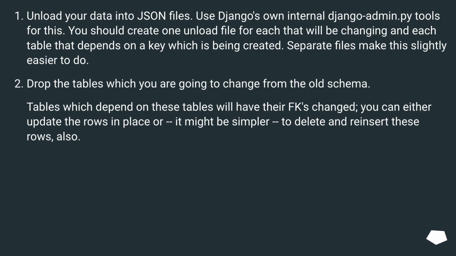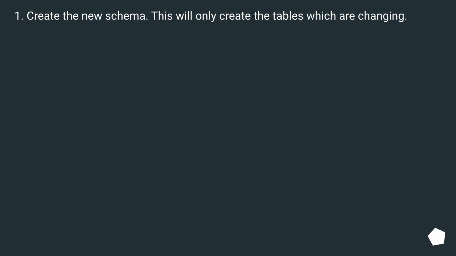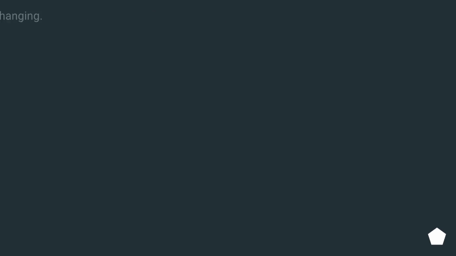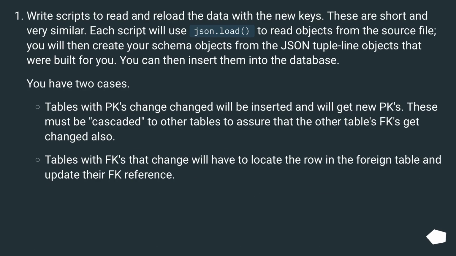Drop the tables which you are going to change from the old schema. Tables which depend on these tables will have their FKs changed. You can either update the rows in place, or, it might be simpler, to delete and reinsert these rows, also. Create the new schema. This will only create the tables which are changing. Write scripts to read and reload the data with the new keys.